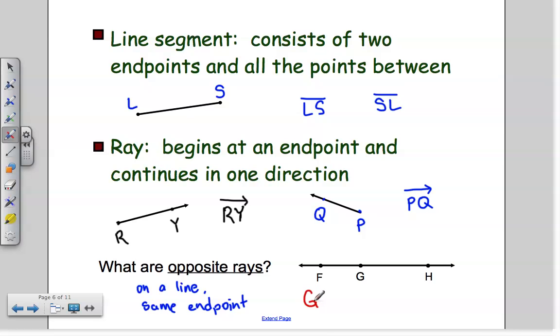Remember that that endpoint letter has to always be named first. So when I'm talking about ray GH, it makes sense to go in order this way. G is the endpoint. I'm going to go forever in the direction of H, and that really only includes this side of the line. But then when I want to talk about the opposite ray going this way, again, name your endpoint first, G, and then it goes forever in the direction of F. Ray GF. Again, when you write or name it, you always have to go to the right with that arrow. So these would be opposite rays: same endpoint, going in opposite directions on a line.